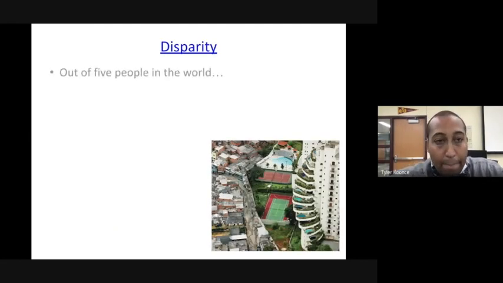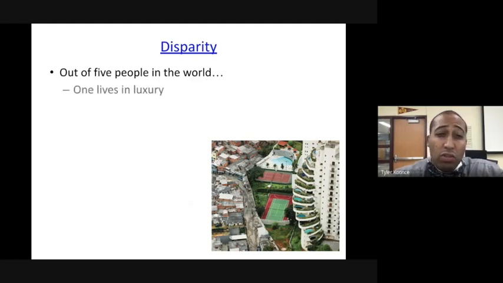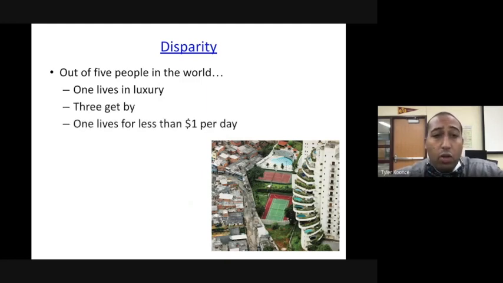Disparity. Just a couple of not so fun facts. Out of 5 people in the world, 1 lives in luxury, 3 get by, and 1 lives on less than $1 per day. Let that sink in. $1 per day. Think, could you possibly do that? Is there any way that you can get by with just spending $1 a day, or roughly $30 a month?